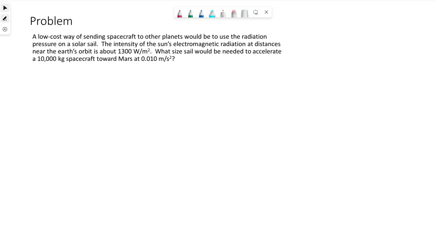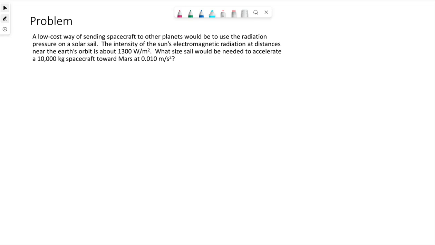We have an example problem here. A low-cost way of sending spacecraft to other planets would be to use the radiation pressure on a solar sail. The intensity of the sun's electromagnetic radiation at distances near the Earth's orbit is about 1,300 watts per meter squared.